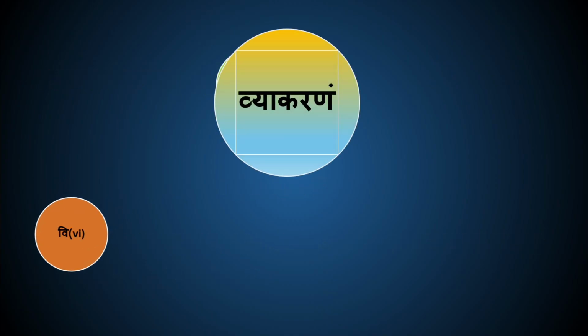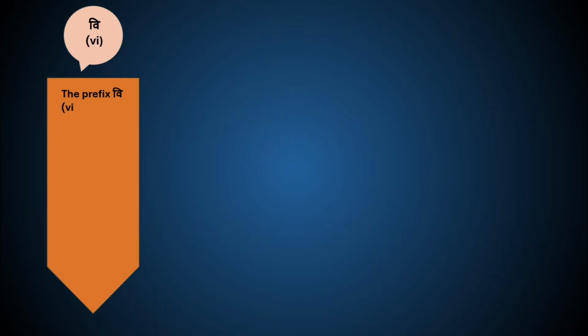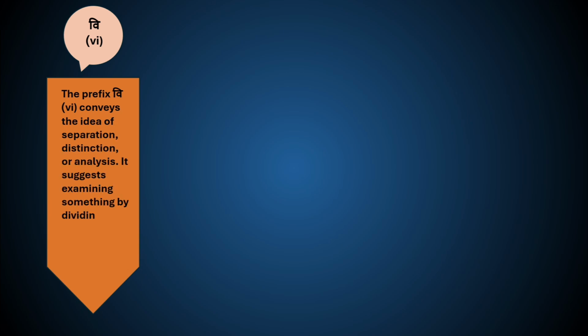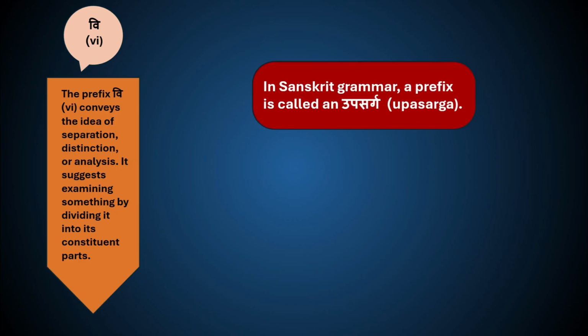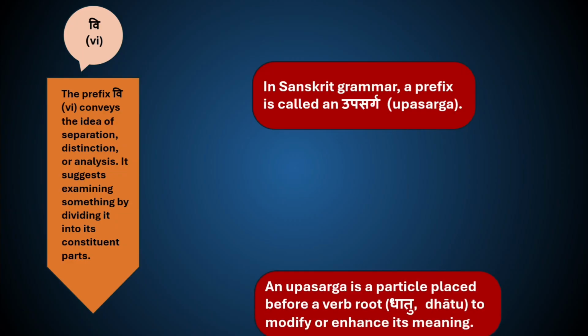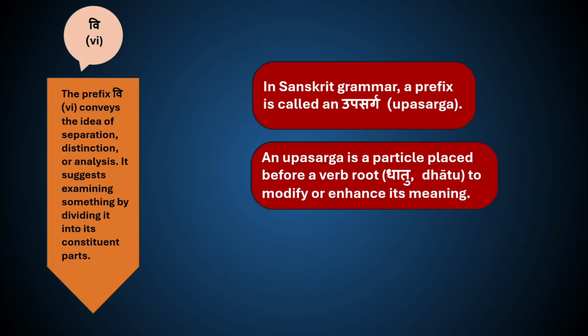Now, let's break down Vyakarana into its four elemental building blocks. First, the prefix vi conveys the idea of separation, distinction, or analysis. It suggests examining something by dividing it into its constituent parts. For your information, in Sanskrit grammar, a prefix is called an upasarga. An upasarga is a particle placed before a verb root to modify or enhance its meaning.